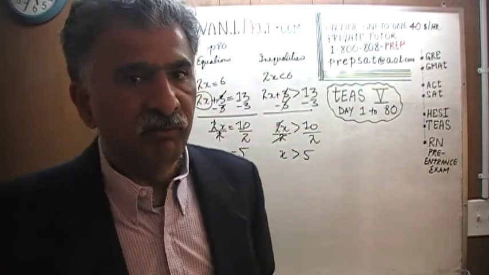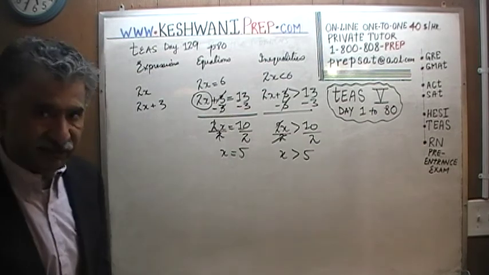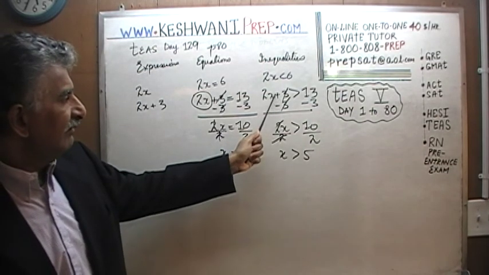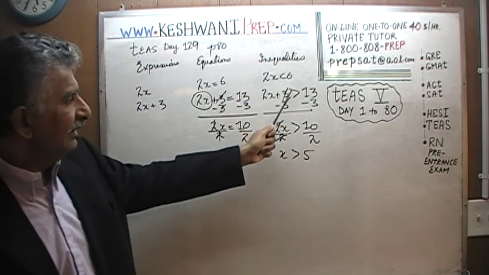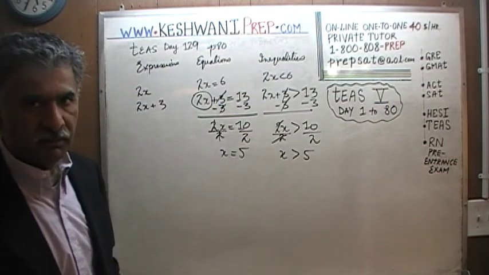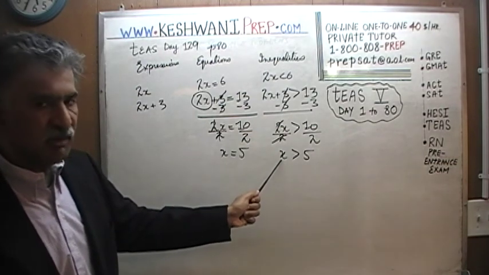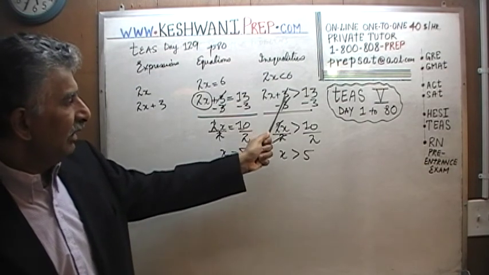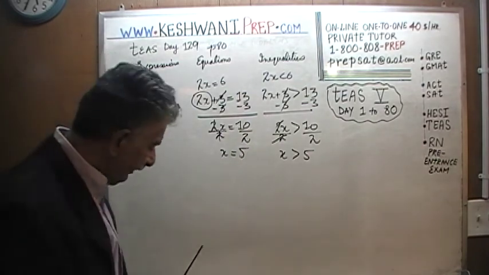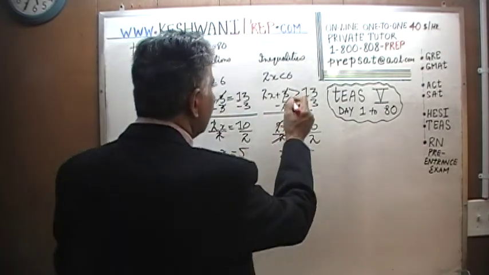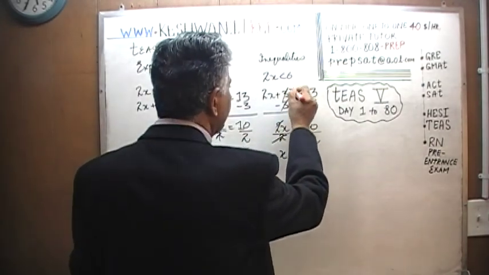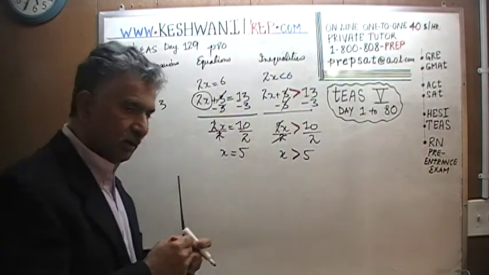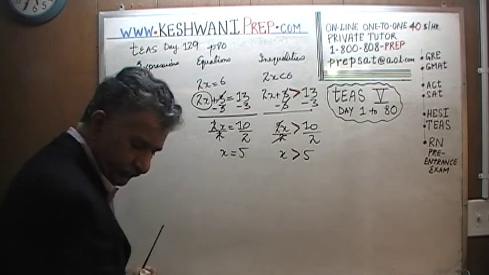X has to be more than 5. For example, if x is 6, then 2 times 6 is 12. 12 plus 3 is 15, and 15 on this side is indeed more than 13. But x cannot be 4. It says x has to be more than 5. X cannot be 4 because 2 times 4 is 8. 8 plus 3 is 11, and 11 is not greater than 13. This is a greater than sign. X has to be more than 5.